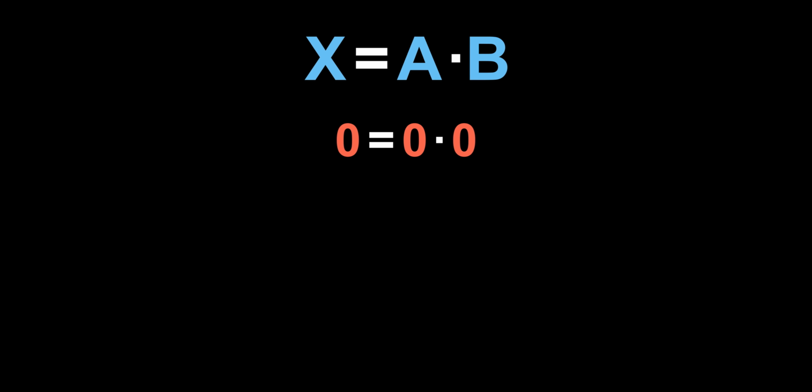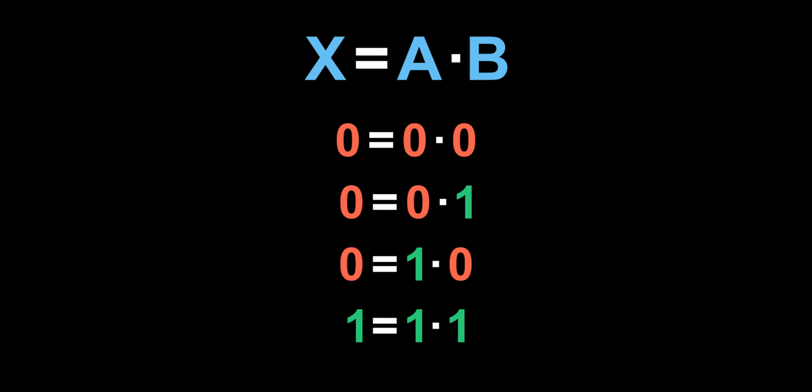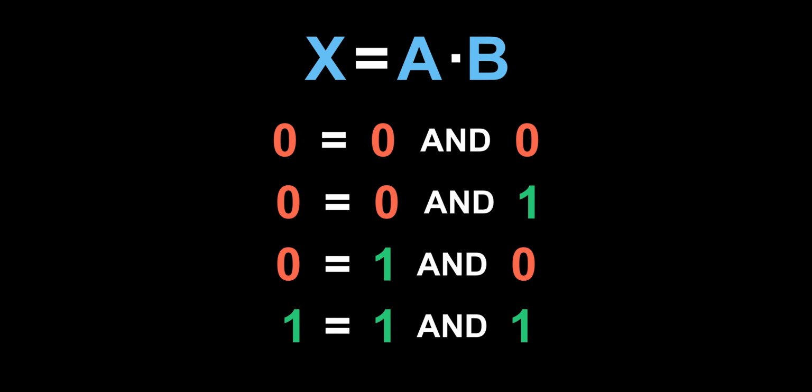And the same can apply. 0 and 0 gives you 0. 0 and 1 gives you 0. 1 and 0 gives you 0. Only 1 and 1 can give you a 1. And as always, remember the dot means AND.